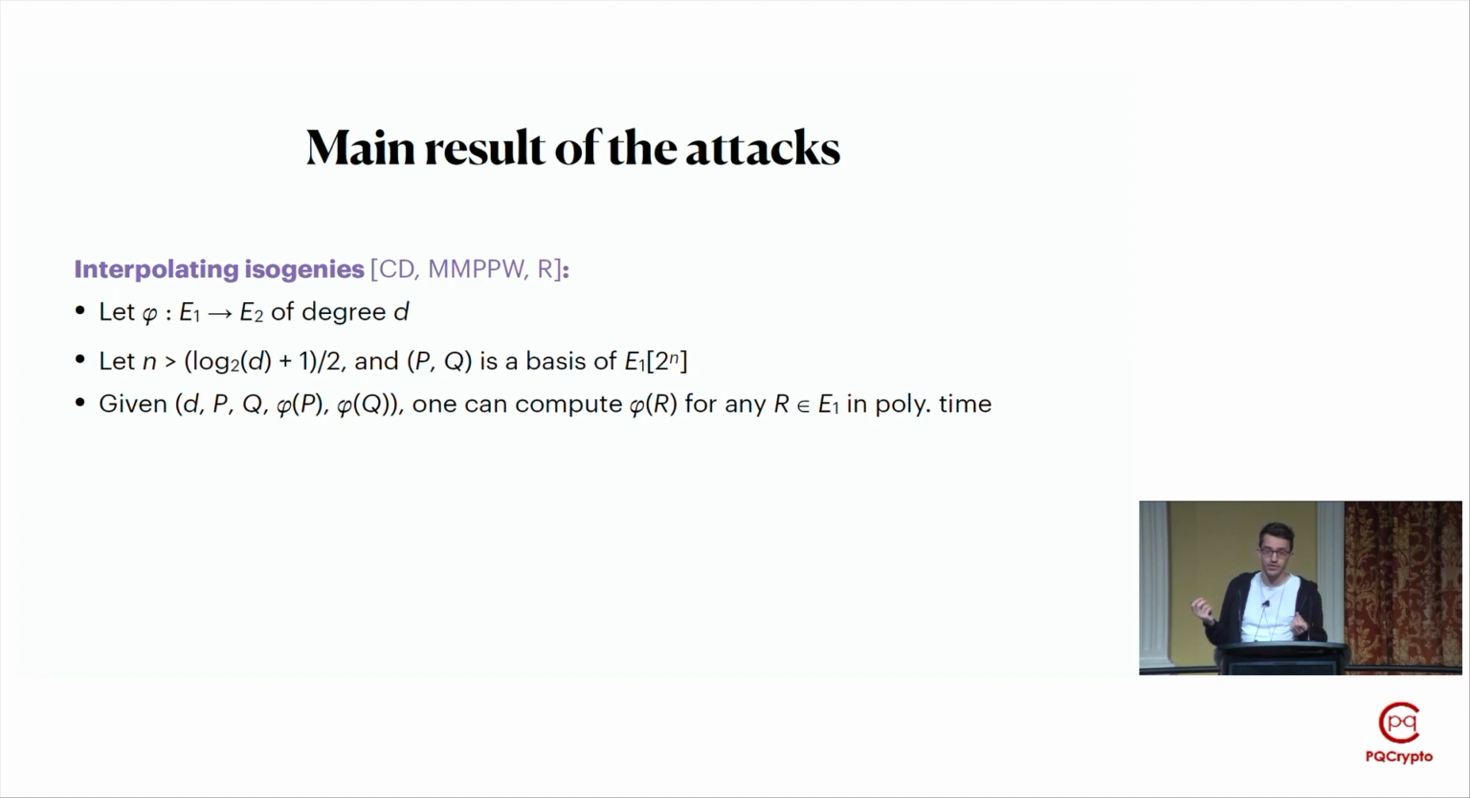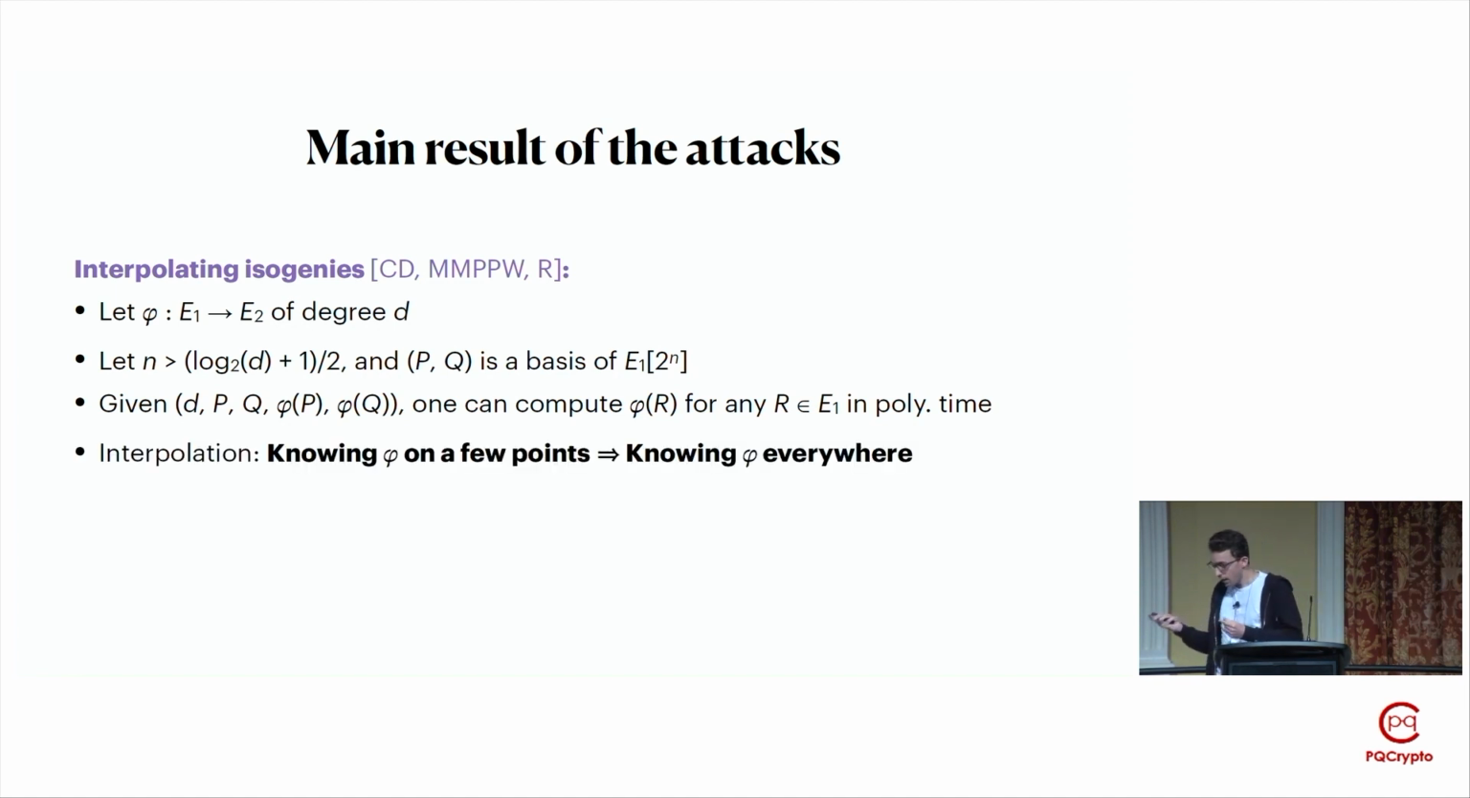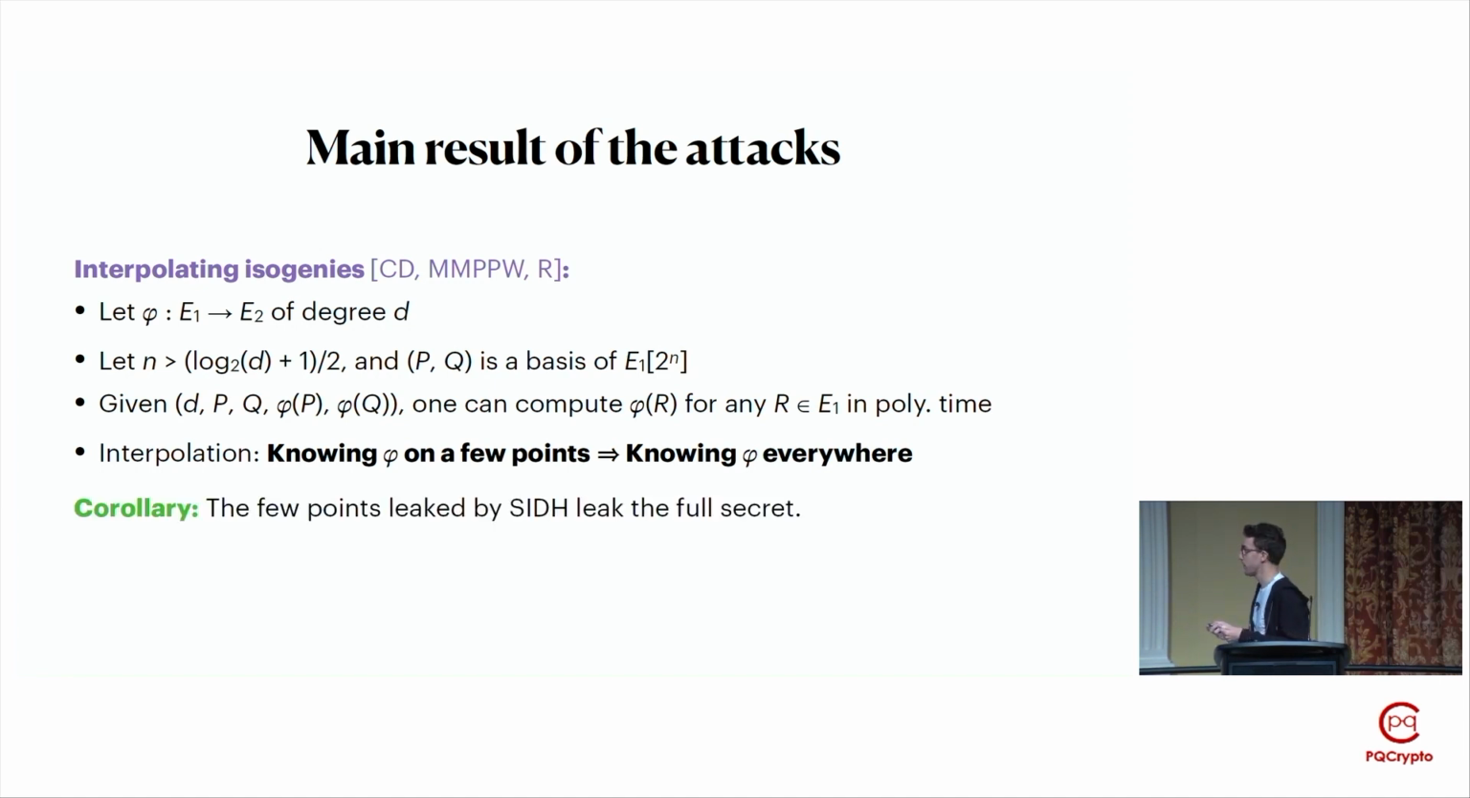You can evaluate your isogeny on any other input. You can see that as some form of interpolation of isogenies. If you know your isogeny on a few points, then you know your isogeny everywhere. It's like polynomial interpolation. You have a degree d polynomial. If I give you d plus 1 distinct evaluations of this polynomial, then you can recover the polynomial. This is what's happening here. And an immediate corollary of that is that the points that are revealed by the SIDH key exchange actually leak the full secret. OK, so that is the main result of the attack.